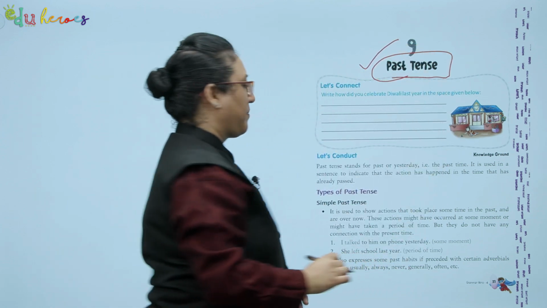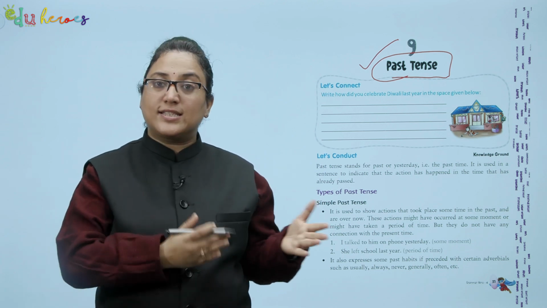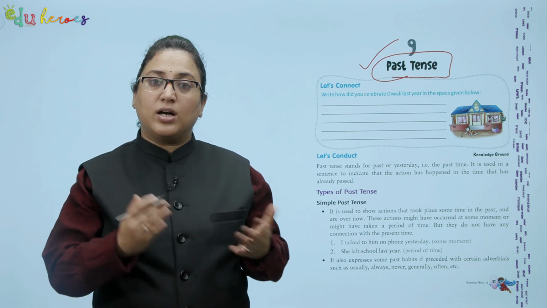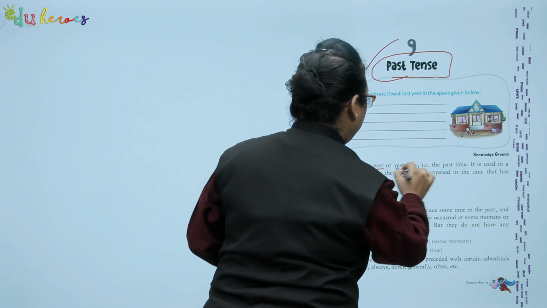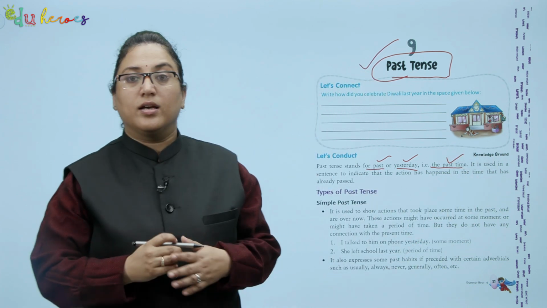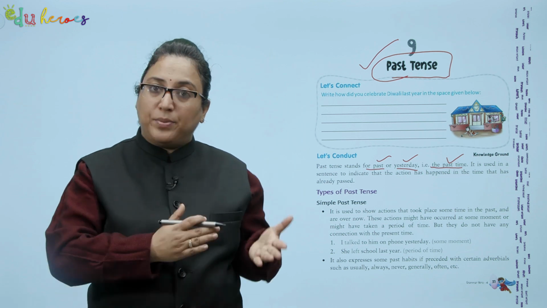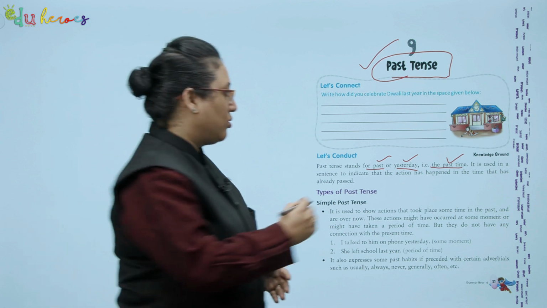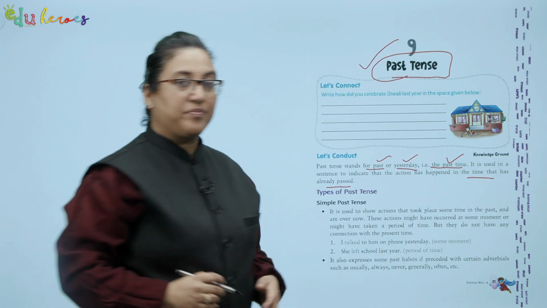Past tense. Past tense stands for past or yesterday. That is the past time. जो टाइम गुजर चुका है, जो कल हो गया. So it could be past in general or yesterday or the past time. It is used in a sentence to indicate that the action has happened in the time that has already passed. So the time is very important here and the words already passed.